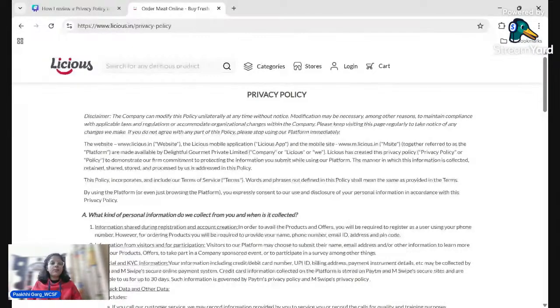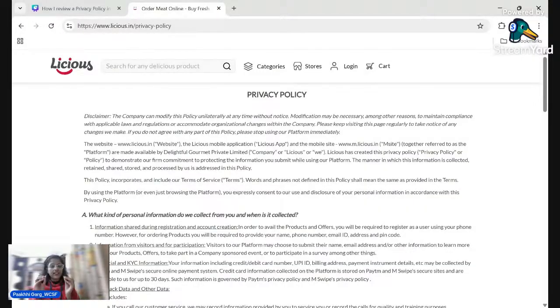Perfect. So this is the privacy policy of Licious, which is a very famous e-commerce brand, which we know, which is selling various kinds of meat-related products. So as of now, let's understand exactly if I had to review this privacy policy, how am I going to do this? Step number one, I'm going to do an identity and contact check over it.